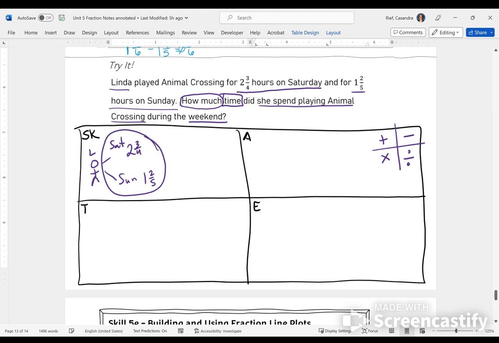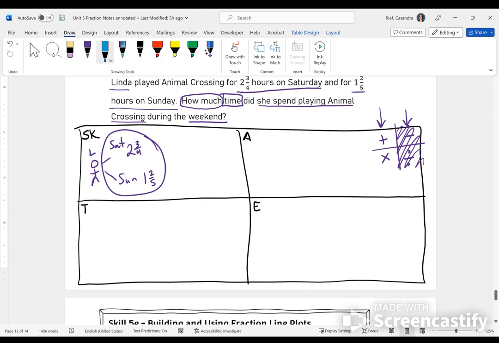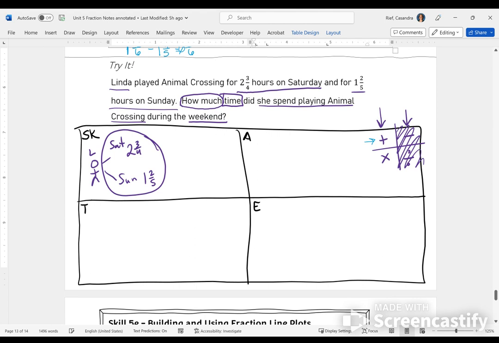Now that I built my operations organizer, I'm going to ask myself, am I putting together this information or am I taking it apart? Am I splitting it up? I'm not splitting it up. I want to combine it. So I know I'm not subtracting or dividing. Next, I need to decide, now that I know I'm putting it together, am I just combining two different things or am I repeatedly combining the same stuff? I'm combining two different amounts. I'm not doing the same thing over and over. So for this problem, I'm going to be adding.